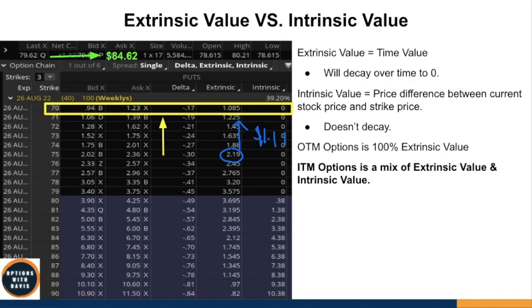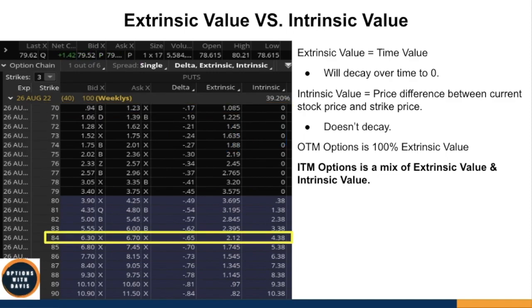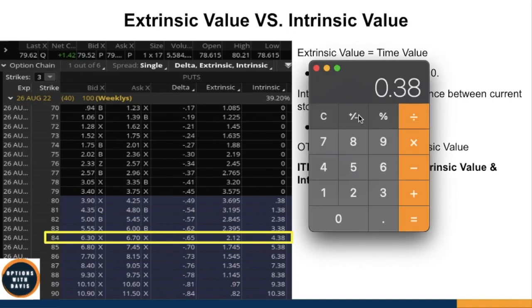Now, what if we compare this to an in the money put option? Let's say now instead we sold the 84 strike. The 84 strike consists of both intrinsic and extrinsic value. So let's calculate the total value that we get by selling this option. You take 4.38 intrinsic value and then you add 2.12, so you sold this for $6.50.